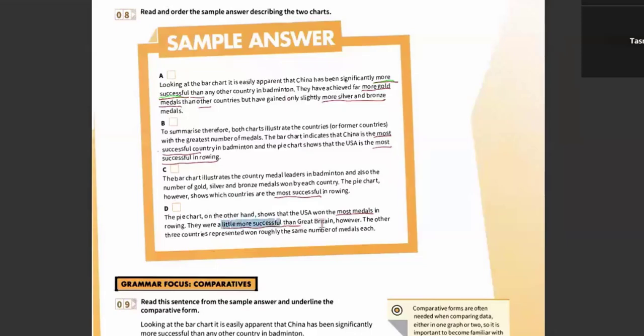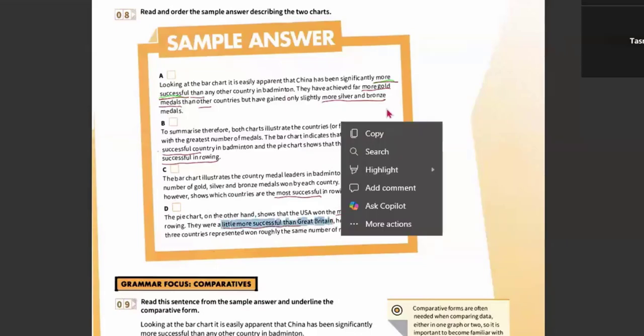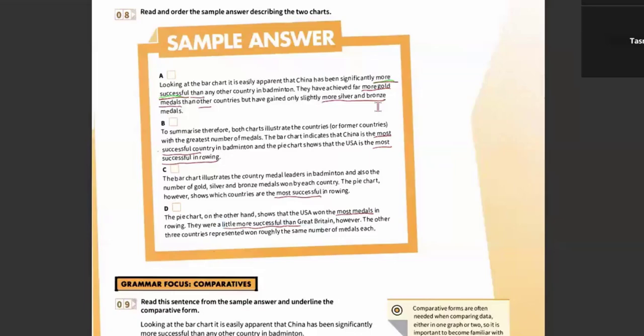Okay, this one. But you say that there are no other forms of comparative forms other than these three. Like in the first paragraph, there is "slightly more silver and bronze medals," but there is no "than," so I was confused. No problem. No, listen, don't get confused in this.